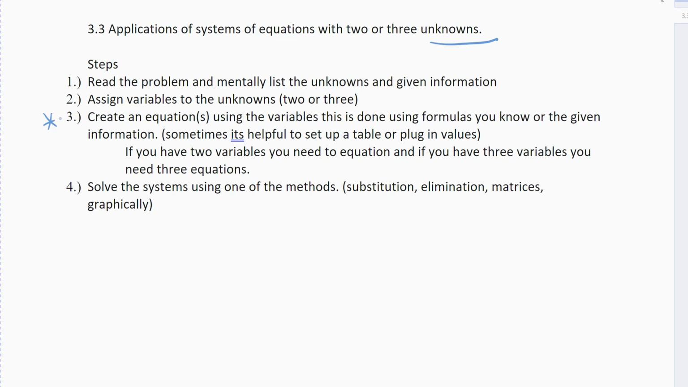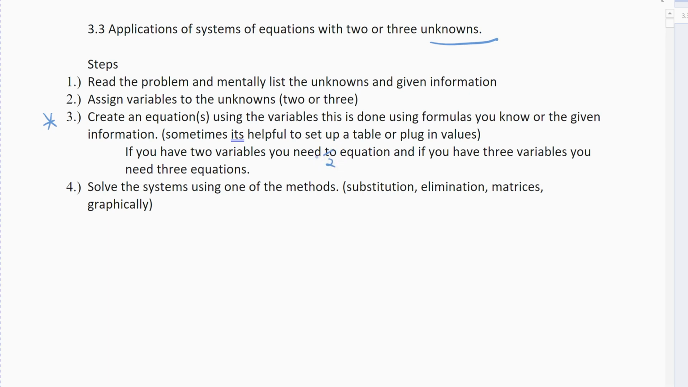And then you can always double check by plugging in values. If you're unsure if you found the right equation, check your answer. Pick a value and plug it in and make sure it makes sense in the application. If you've got two variables, you need two equations. If you have three variables, you need three equations.